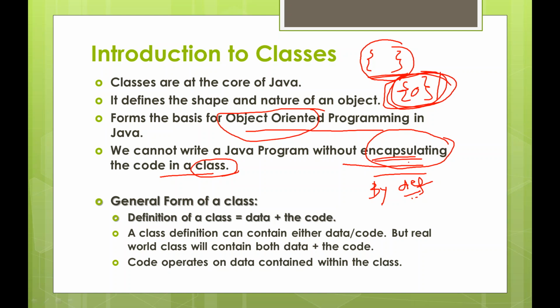We have seen that methods have their own scopes. Similar to that, a class also has its own scope. We'll discuss that a bit later. Let us see how to define a class.